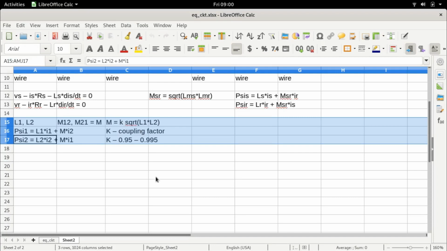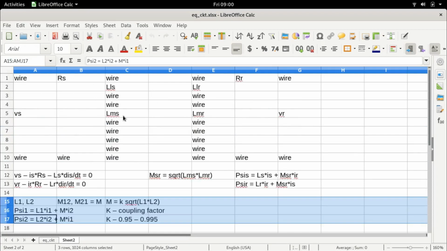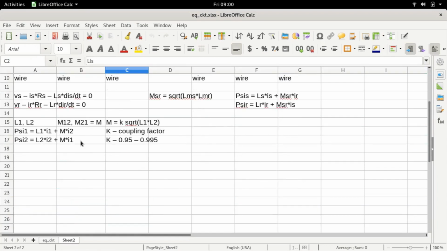So for example, the current flowing in the stator will produce a flux which links the stator and will also link the rotor. However, not all the flux produced by the stator will link the rotor. Some amount of the flux will be leaked, which will not link the rotor. This leakage is taken into account by this leakage inductance. But in the general case of any two inductances, it is taken into account using this coupling factor.